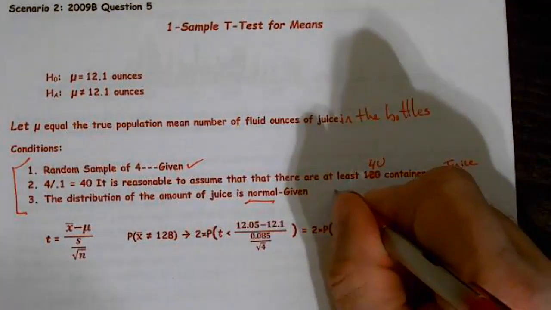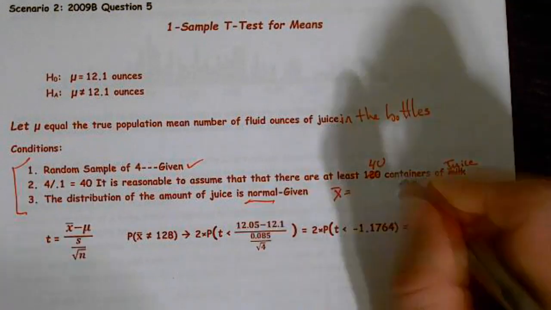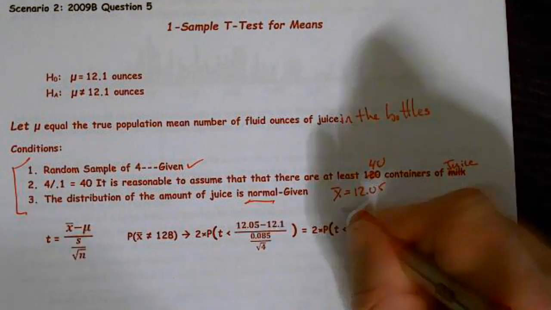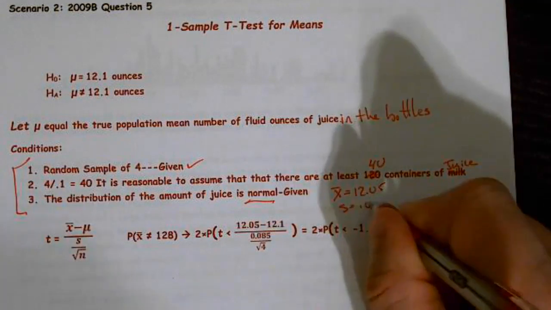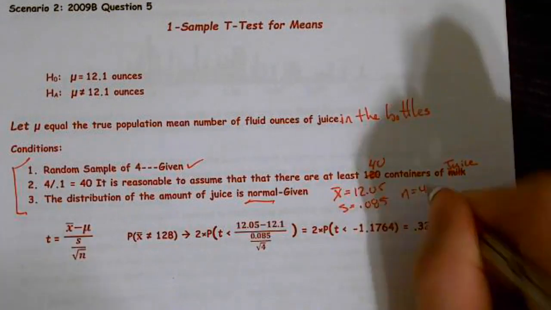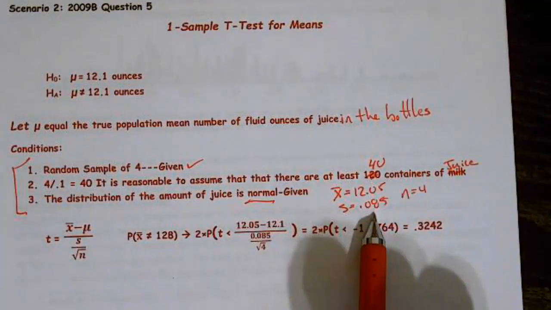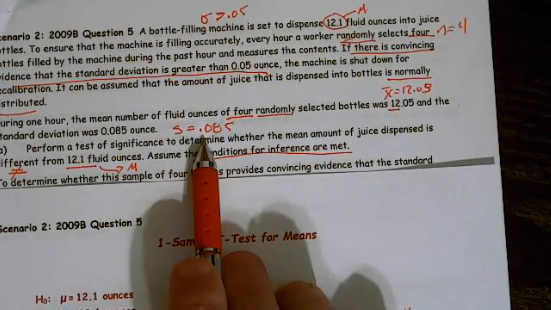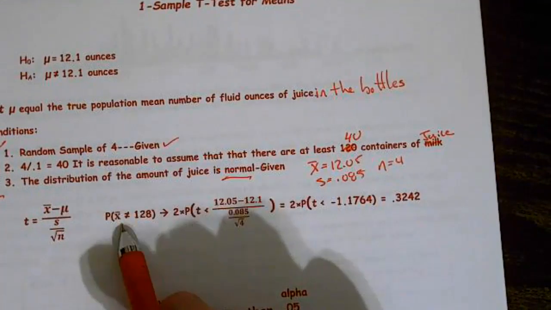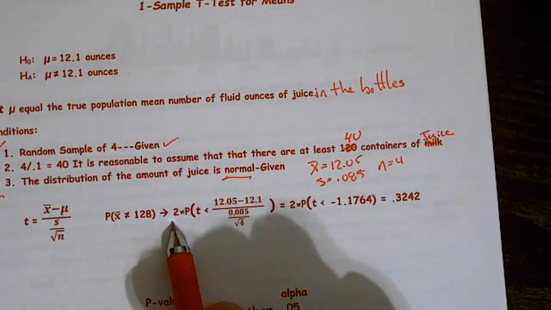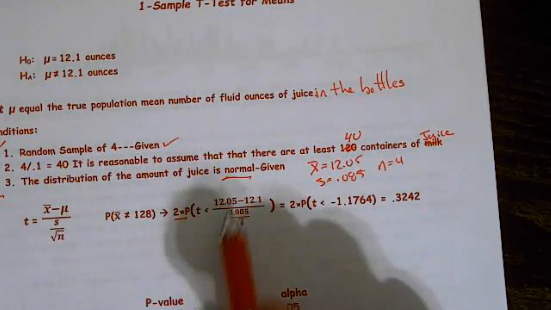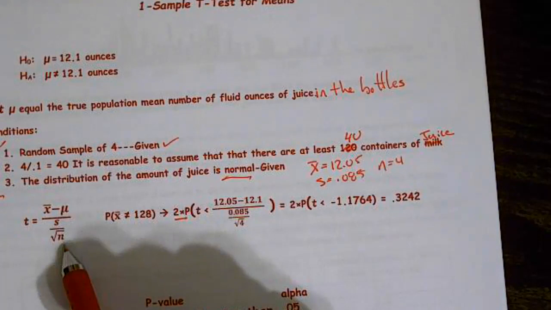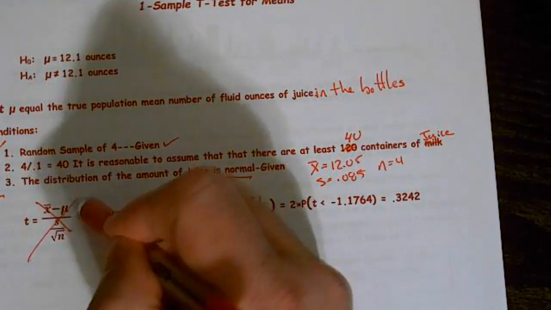Well, we had an x bar of 12.05, an s of 0.085, and an n of 4. Because we're working with the standard deviation of a sample, we have to use a t distribution. So the probability of x bar not equal to 12.1 is 2 times the probability. Very important that you have this. And by the way, t equals x bar minus mu, divided by s over the square root of n. Once we write it down, we cross it out.